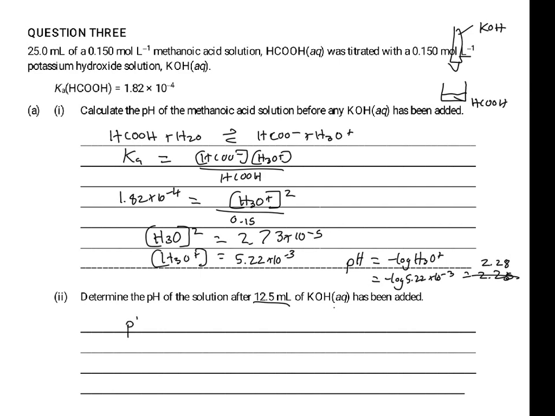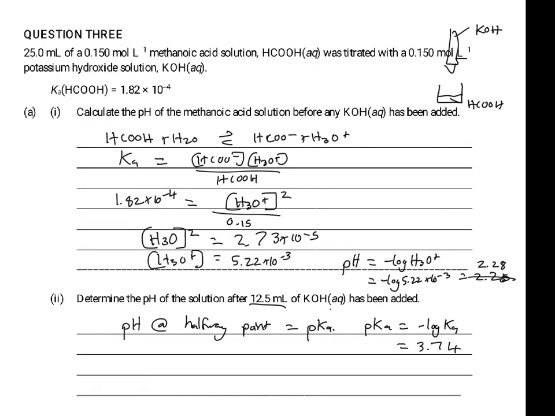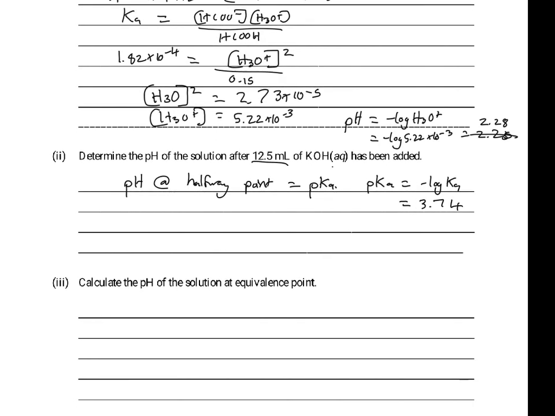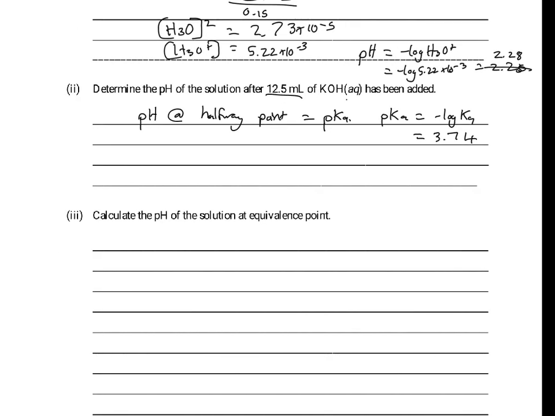And with buffer solutions, the pH at your halfway point is equal to the pKa. In this question, we're not told the pKa, we're told the Ka, but pKa is equal to the minus log Ka, which ends up 3.74. Now, quite a few of you actually got 3.74 as your answer for part 1, but unfortunately it didn't give you any credit. Alright, part 3, calculate the pH of a solution at the equivalence point.